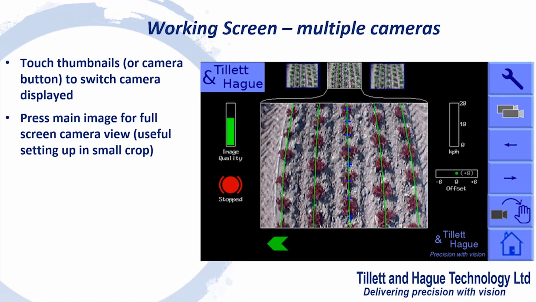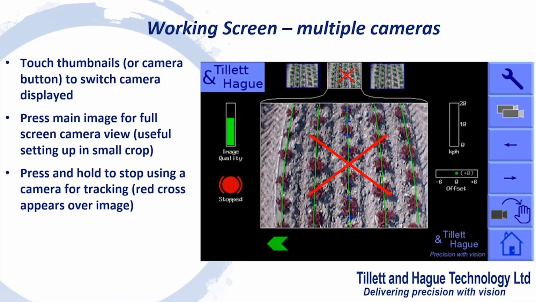Touching and holding on an image or its thumbnail stops images from that camera being used for guidance, making guidance solely reliant on any remaining cameras. When a camera is disabled in this way, a red cross is superimposed over the image which remains live. Touching and holding again restores the normal function.